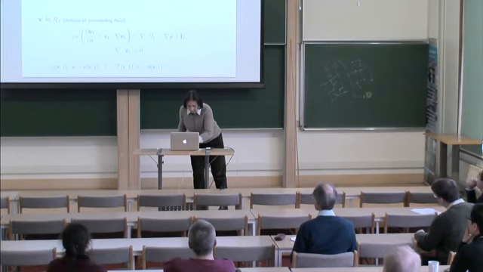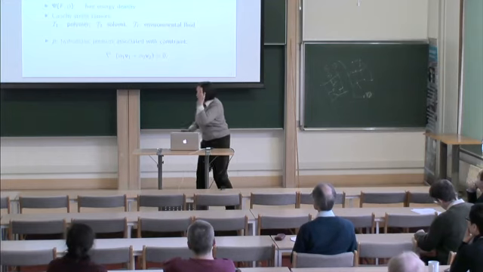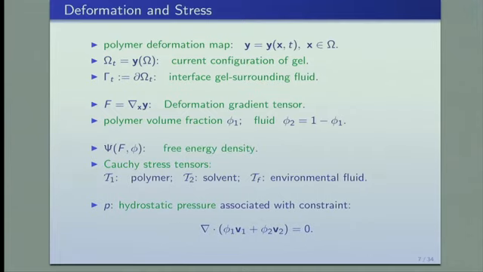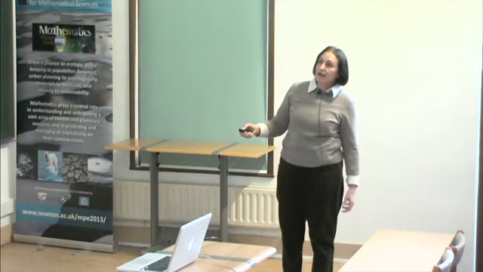Okay, let's see if I could do this well. Yeah, okay, this is just a list of the different quantities that we're going to see, and I'll try to keep it concentrated here. So the polymer deformation map. Over there I already wrote the deformed configuration. So omega t as in the picture is the current configuration of the gel, omega would be the reference configuration, gamma t is the gel-fluid interface, F is the elastic gradient of deformation of the polymer. The volume fraction of the polymer is phi1 and of the fluid is phi2, 1 minus phi1. And now here I'm putting the free energy density under this umbrella, this capital C.